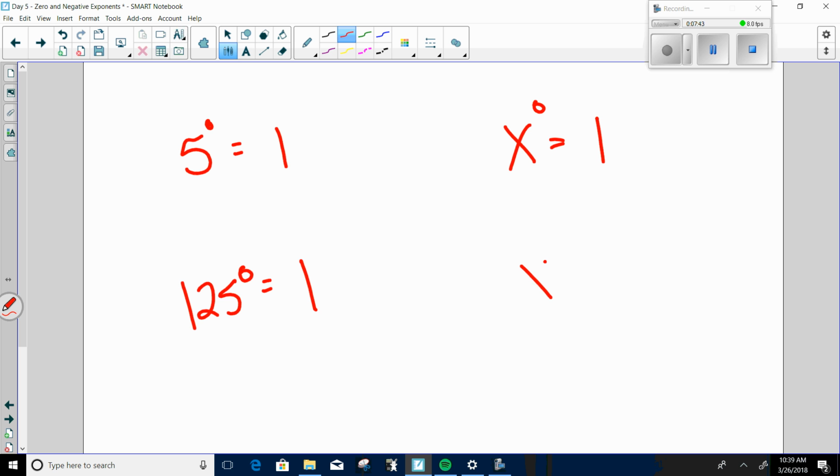If I had x to the negative second, negative exponents mean move it to the other side of the fraction. Every number is a fraction, so what I would do is I'd take this x to the negative second, move it to the bottom. So it'd be 1 over x to the second power.